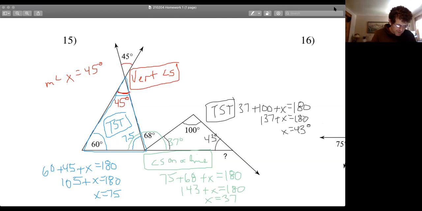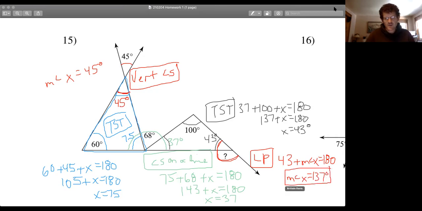At this point, maybe we notice this is what we call a linear pair. Now what my linear pair rule tells me, and this is where you want to have your reference available because I don't expect you to have this stuff memorized, is that linear pairs are supplementary. So 43 plus the measure of angle x is going to add up to 180. If I subtract 43 from both sides, my measure of angle x is going to be 137 degrees, which is what we already got before. We just did one extra step to get there.